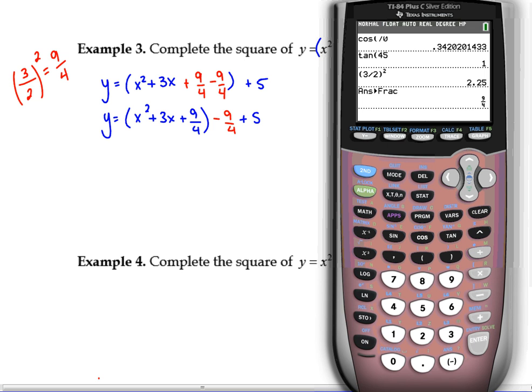And then we need to add those together. We need to add negative 9 over 4 plus 5, right? We have to combine those and factor the first part. Okay, so in your calculator, math, enter, enter, what does that become? You should get 11 over 4 because it's a negative 9 over 4 plus 5. Get the same thing?